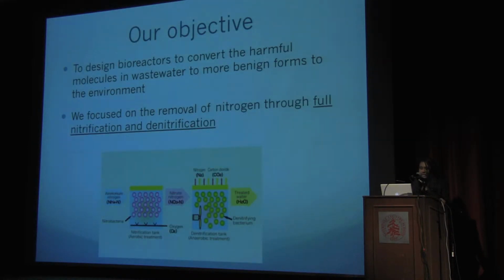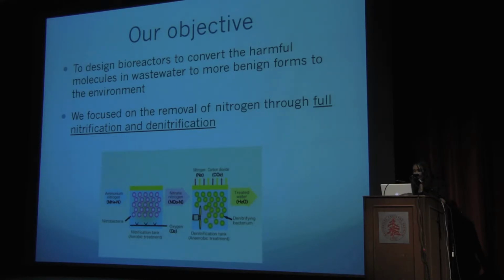So our objective is to remove the harmful molecules in wastewater by converting them to harmless ones. We focused on the removal of nitrogen through a process called full nitrification and denitrification. First, nitrification takes place. Ammonium nitrogen is converted into nitrate nitrogen. Then denitrification takes place, and nitrate nitrogen is converted into nitrogen gas. Nitrification takes place with dissolved oxygen, and denitrification takes place without dissolved oxygen.